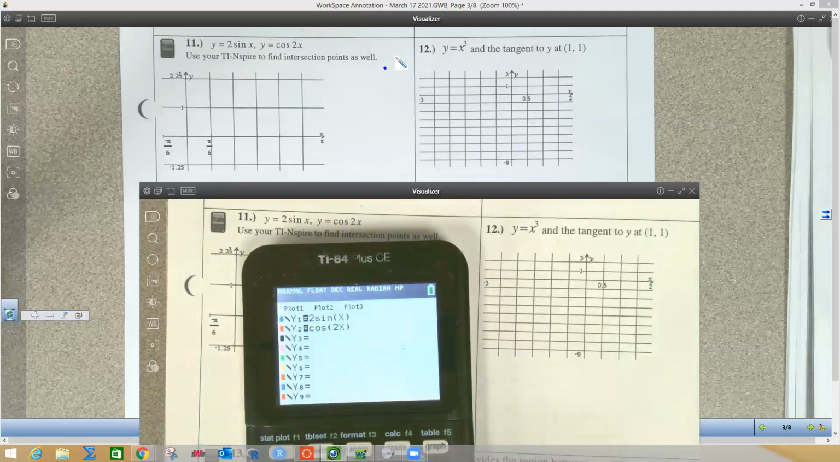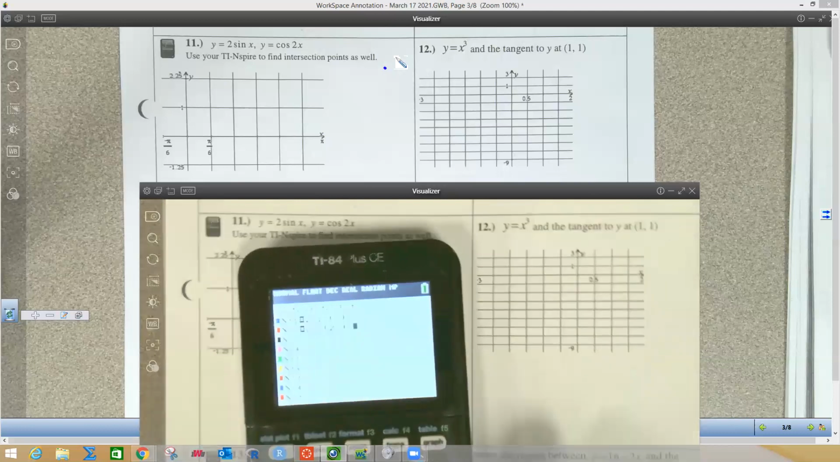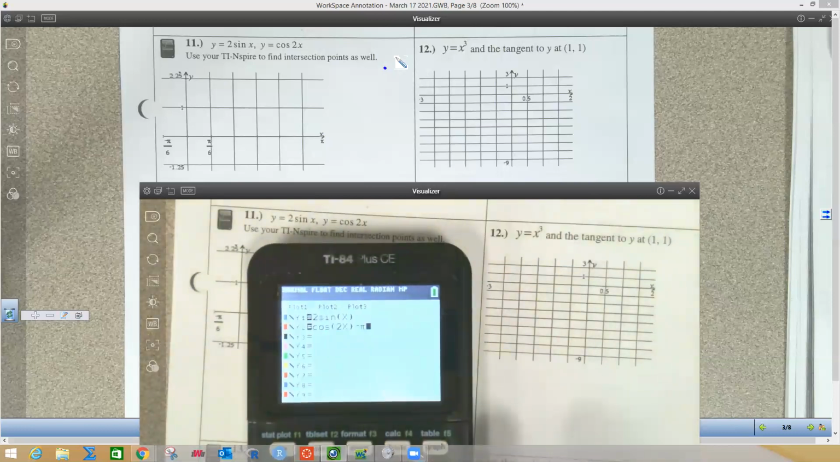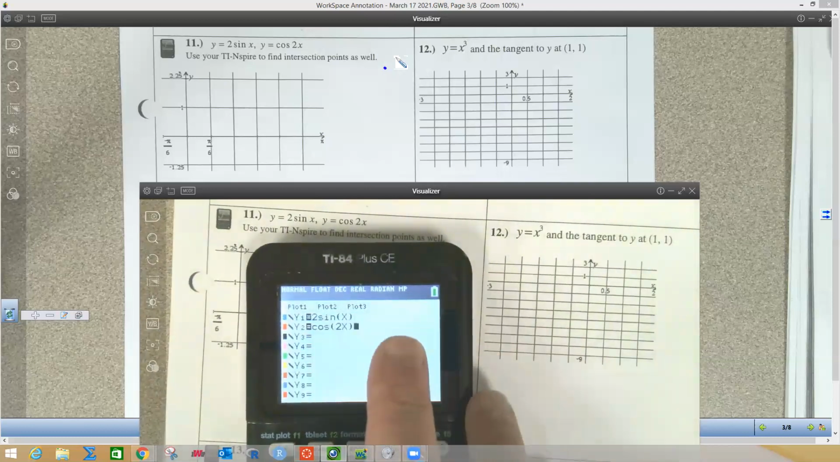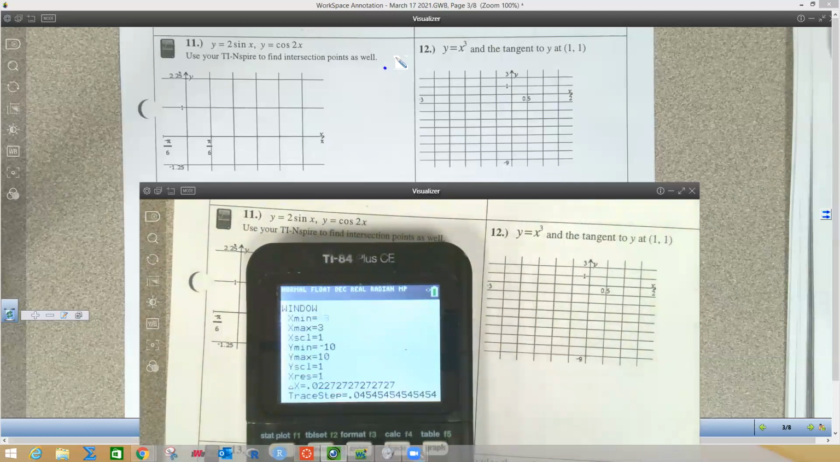Okay, and then I'm going to look at the picture because I want it to resemble the picture. So this says we want to graph it from -pi/6 to pi. So I'm going to go from negative pi divided by 6. Oops, sorry. I forgot to go to window, so I have to delete all this. Negative pi divided by 6 to pi.